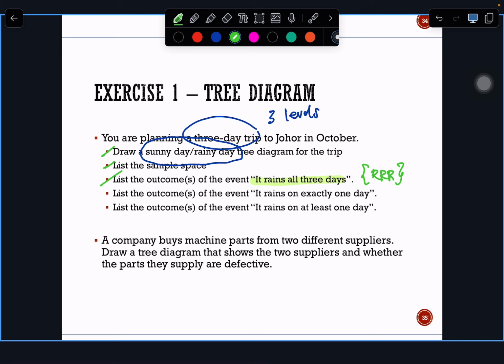Then next question: list the outcomes of the event it rained on exactly one day. So what does it mean here? On exactly one day. Yes, sehari saja, but it doesn't say which day, right? So as long as your sample space has exactly one R.